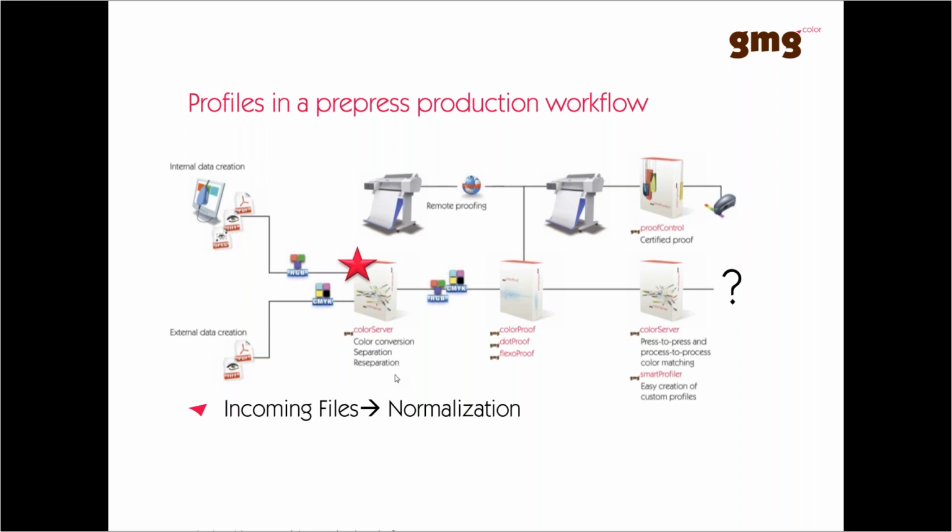This will then, as the next step, be proofed by using GMG ColorProof to see what colors you later on will get in your print process. You can also proof here according to existing international standards, or, as shown before, the PSO Coated version 3, or you can proof now according to your own custom house standard.